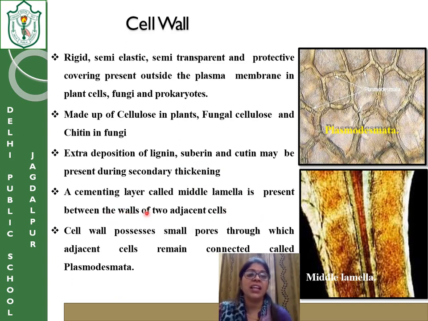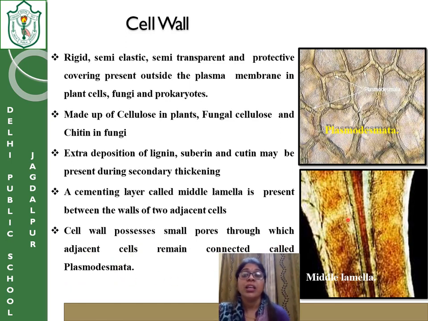A cementing layer called middle lamella is present between the walls of the two cells. Now you can see that if this is one wall of one cell of the plant, this is another. There is one more layer formed in the plant. This is called middle lamella, which helps in the transportation or any kind of communication between the two adjacent cells. The cell wall possesses small pores through which adjacent cells remain connected, called plasmodesmata.